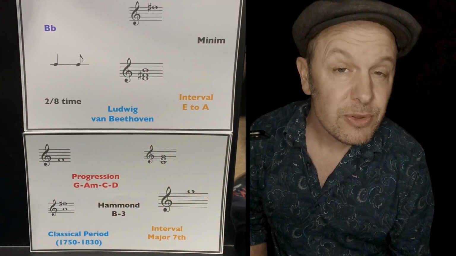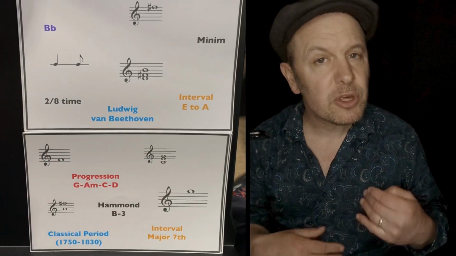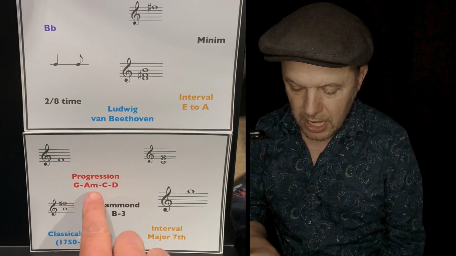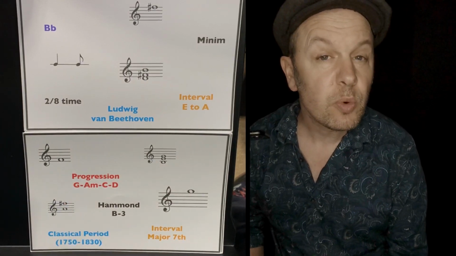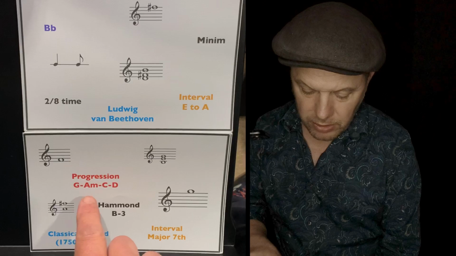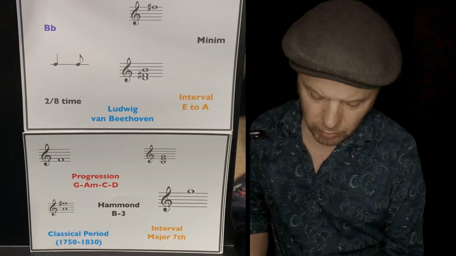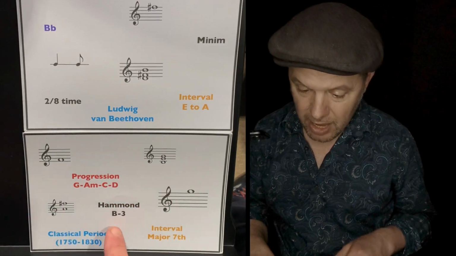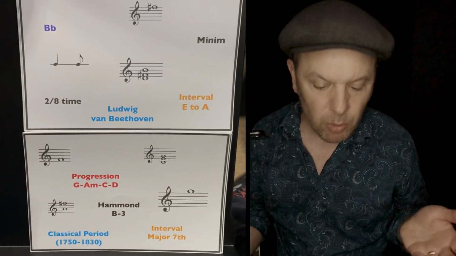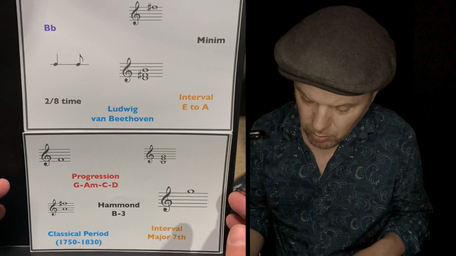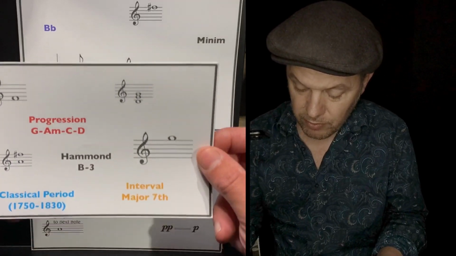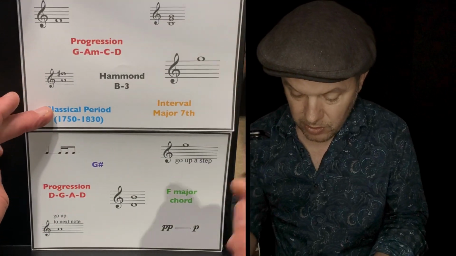We have chord progressions, which you should think of in terms of chords 1, 2, 3, 4, 5, 6. So, for example, G, A minor, C, D, the first chord is always chord 1. So chord 1, chord 2, chord 4 and chord 5. So maybe that might appear somewhere there in red. We have keyboard instruments, the Hammond B3 organ, that's a famous electronic organ of the 1930s to 50s to 70s. Interval major 7th. So you get all of these.